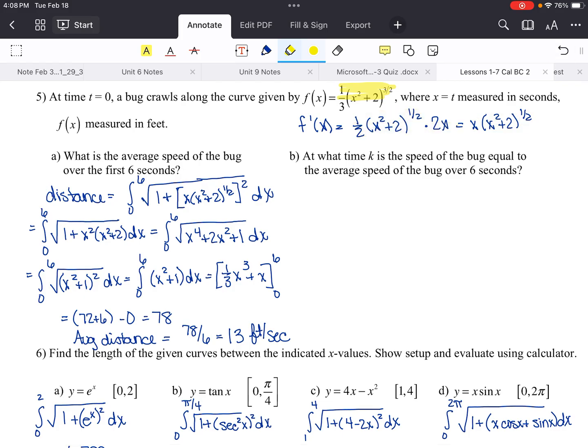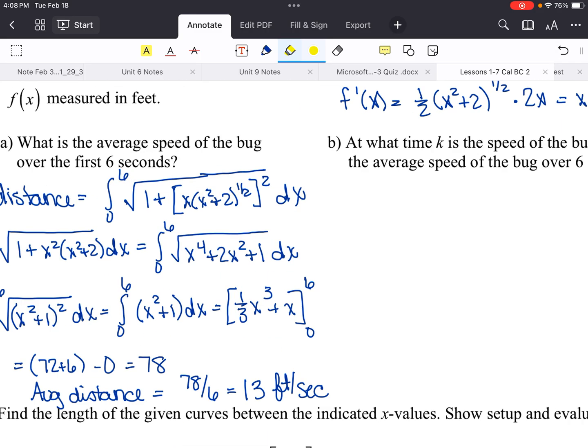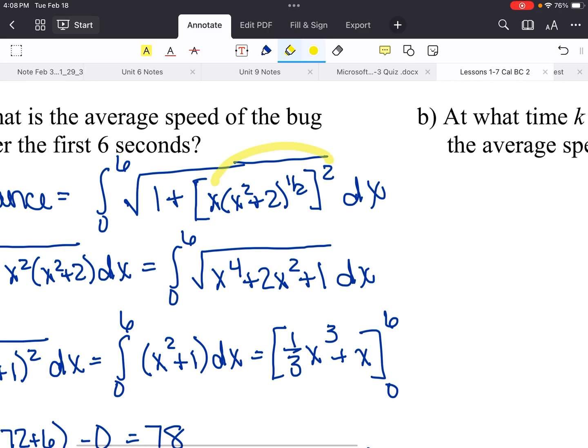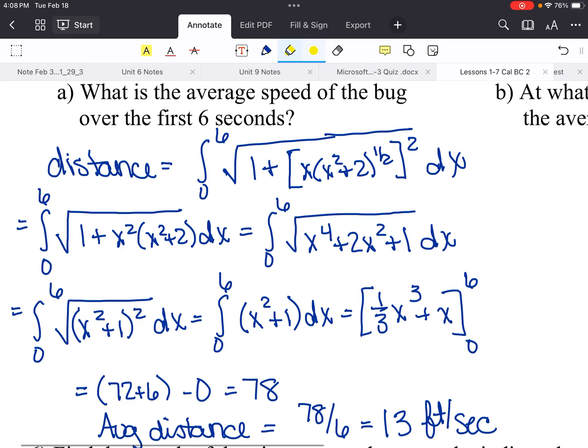So its derivative is x times (x squared plus 2) to the 1/2 power. So the integral of the square root of 1 plus, there's the derivative, and there's the squared. Those terms inside are being multiplied together, so I square the x and square the base with the 1/2. That becomes x squared and just x squared plus 2, because 2 times 1/2 is 1. If I distribute that, then we get all of this.